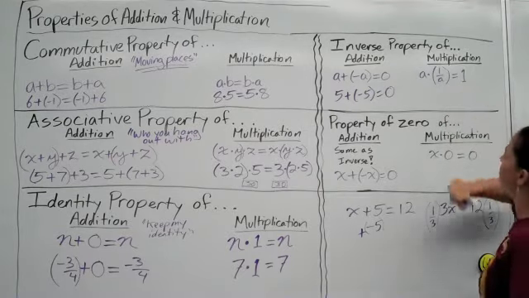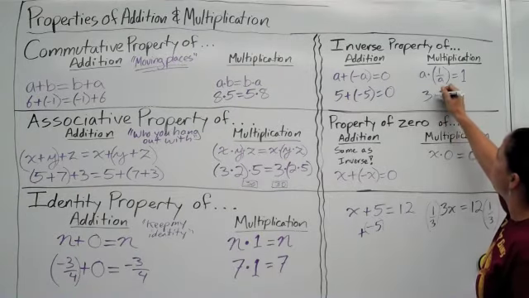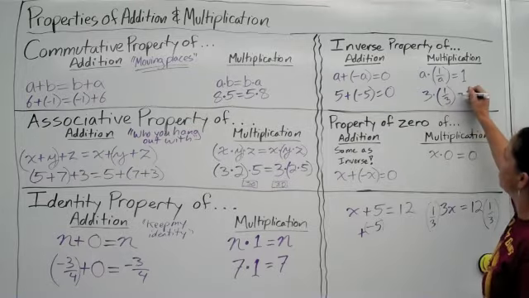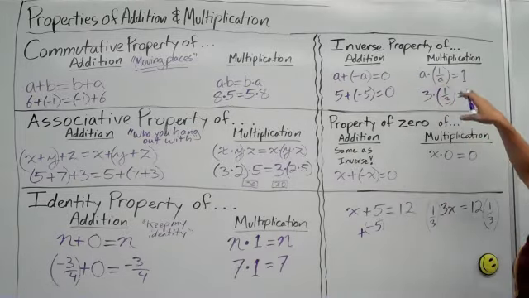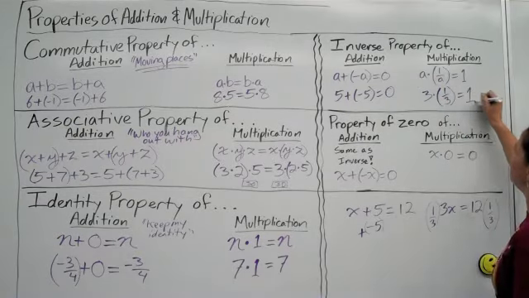So if I was to try that with a number, if I was to take 3, I would multiply it by 1/3. That would be the inverse property, so that you get rid of it, and you would end up with a 1.